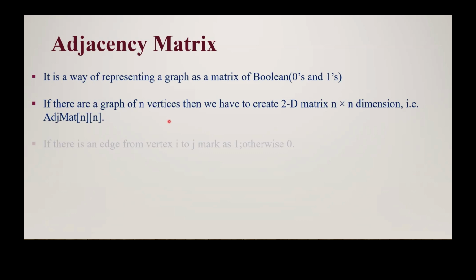present in the graph. If there is an edge from vertex i to j, then we mark it as 1, meaning the value is present, the edge is present, the link is present. Otherwise, we represent it as 0. It is the simplest way to represent a graph.